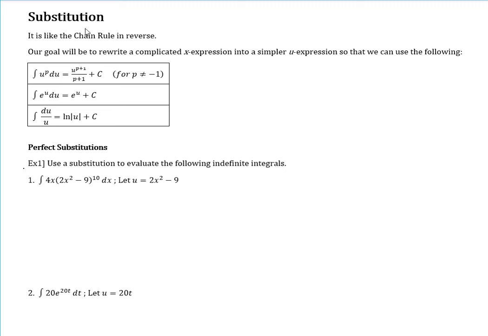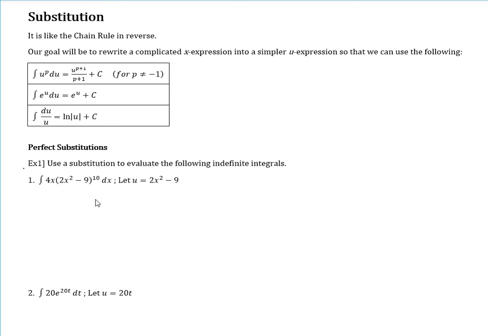The substitution is for doing antiderivatives that are complicated and making them into something that's really nice, like this table. Instead of x, we have u's, but notice these rules. This is still just the power rule, the first one. The second one is our e to the u rule, just like if it was e to the x. And then our last one is the natural log rule.